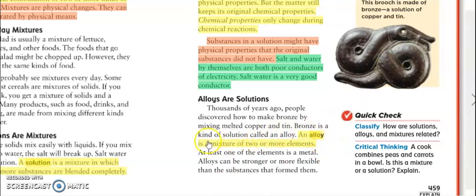An alloy is a mixture of two or more elements. At least one of the elements is a metal. Alloys can be stronger or more flexible than the substances that formed them. So this is an example of an alloy. An alloy is a solid solution. At least one of the elements in the alloy mixture must be a metal.